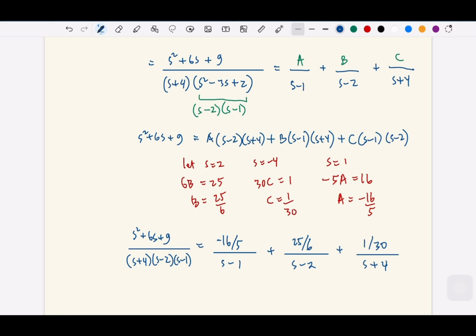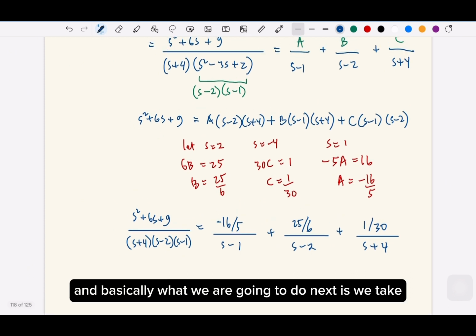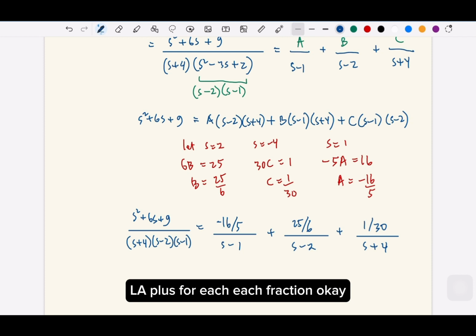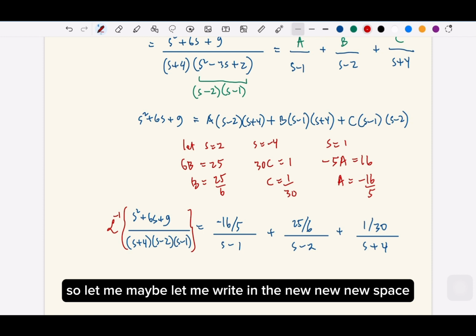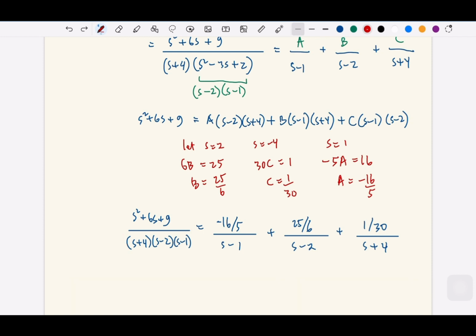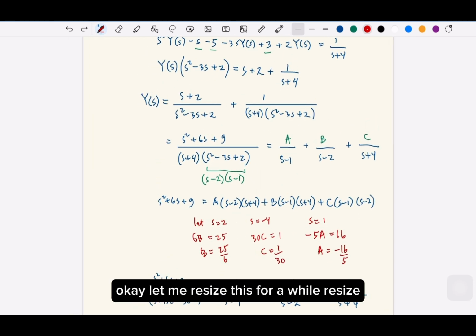Okay. And basically, what we are going to do next is we take the Laplace inverse for each fraction. Okay. So take the Laplace inverse. So let me write in the new space. Okay, let me resize this for a while.